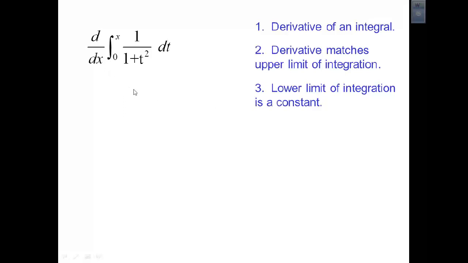0 is a constant, so what do we know? We know all we're going to do is take that x right there and replace it everywhere we have a t in this one. We get 1 over 1 plus x squared. That is the first part of the fundamental theorem. It's just that easy.